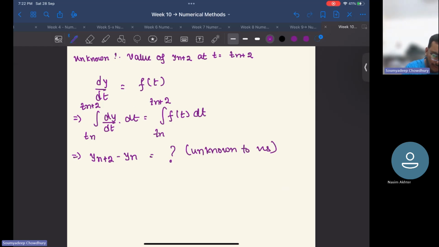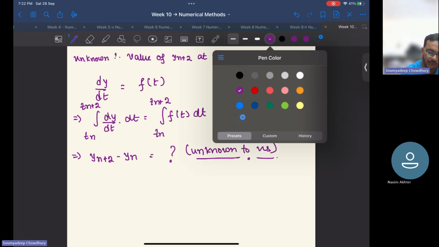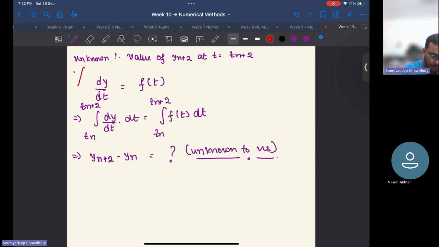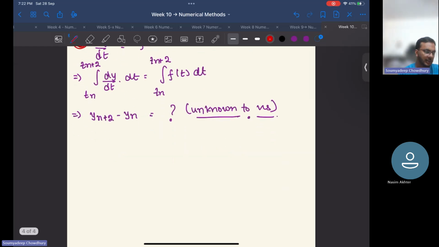So unless this function is known to us, we cannot proceed in this way. Just by variable separation, what we were doing in the analytical approach, we cannot do like this. So this approach is not suitable. The variable separation approach, like the analytical techniques, is not suitable here. So now we have to think of it in some other way.